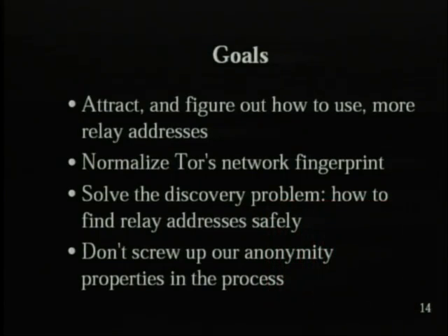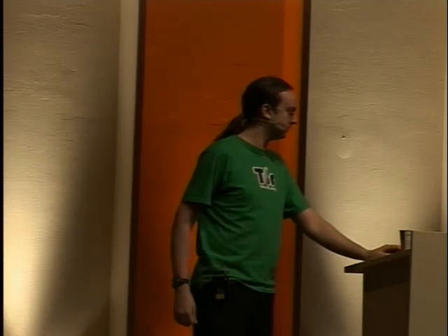So what we're trying to do here is we want to attract a whole lot of different relay addresses. I'll tell you more about what that means later. We need to normalize Tor's network fingerprint, make it so that when somebody is making a Tor connection, you can't say, hey, look, that's Tor. We need to solve the discovery problem. How do you actually figure out what you can connect to, what is available that China hasn't blocked yet? And we really don't want to screw up our anonymity properties while we're doing this. And that makes it really hard because we don't really understand how anonymity works right now. So when we add even more complex pieces to it, it's hard to say what we'll mess up. So that makes it one of the big open problems.